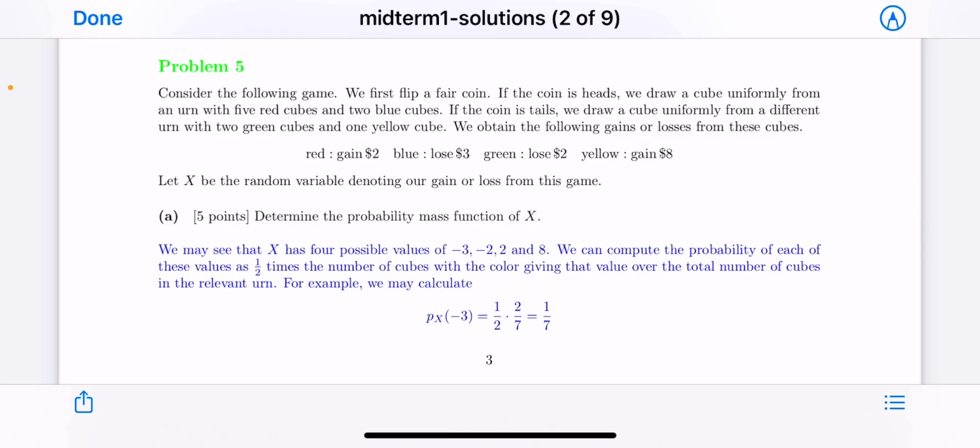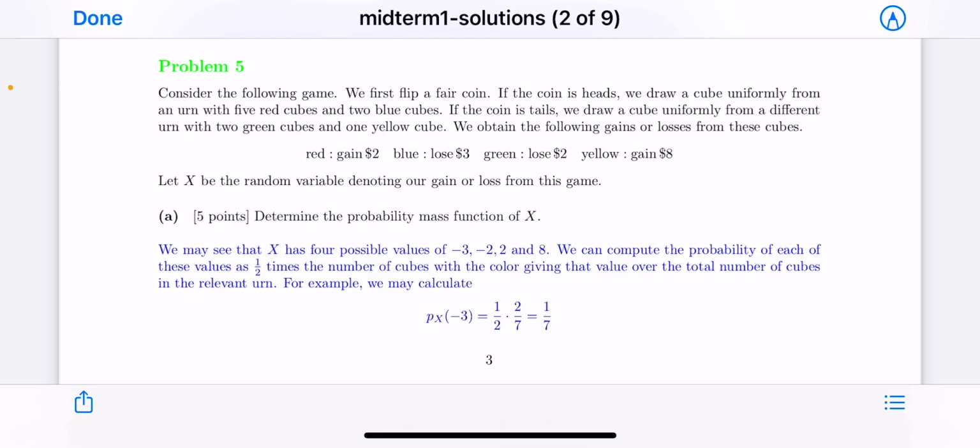We can lose 3, we can lose 2, we can gain 2, or we can gain 8. And so once we know the possible values of the random variable, in order to get the probability mass function, what we have to do is to compute the probability that the random variable hits each one of these particular values.